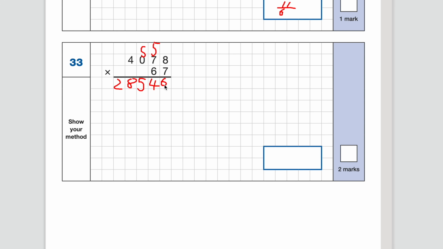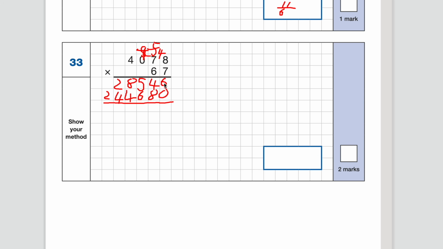We've done the 7s, now we need to put our placeholder. What is 6 times 8? It's 48. Put the 8, carry the 4. I'm going to get rid of these so I don't get confused. Carry the 4. 6 times 7 is 42, plus the 4 is 46. Put the 6, carry the 4 again. 6 times nothing is nothing, plus the 4 is 4. 6 times 4 is 24.